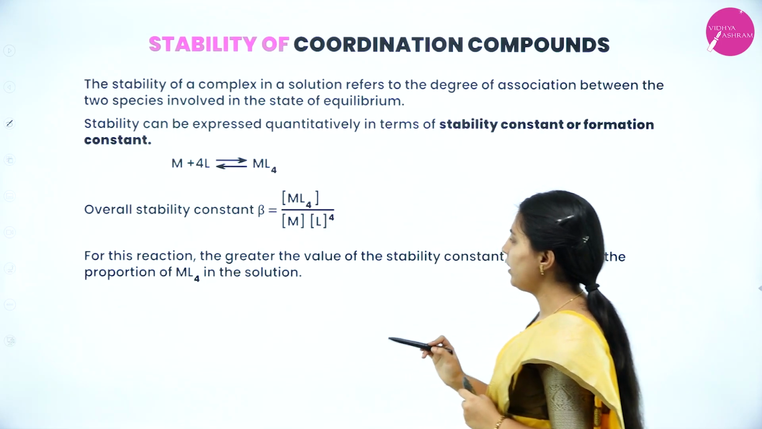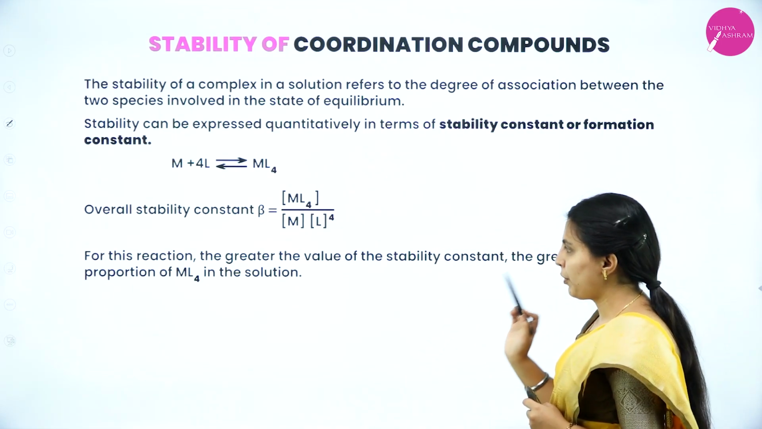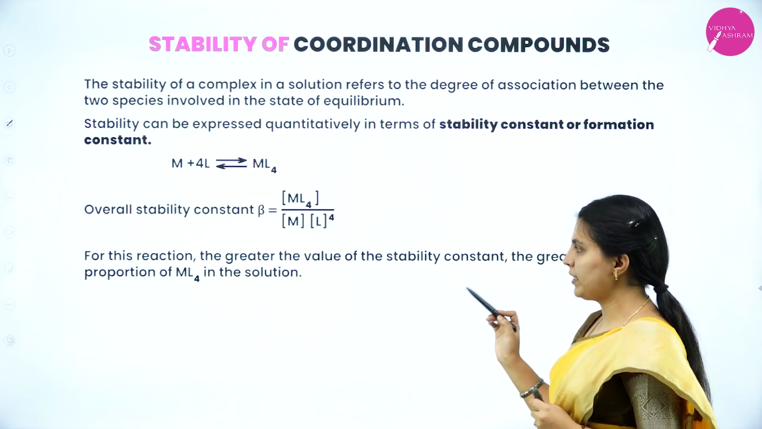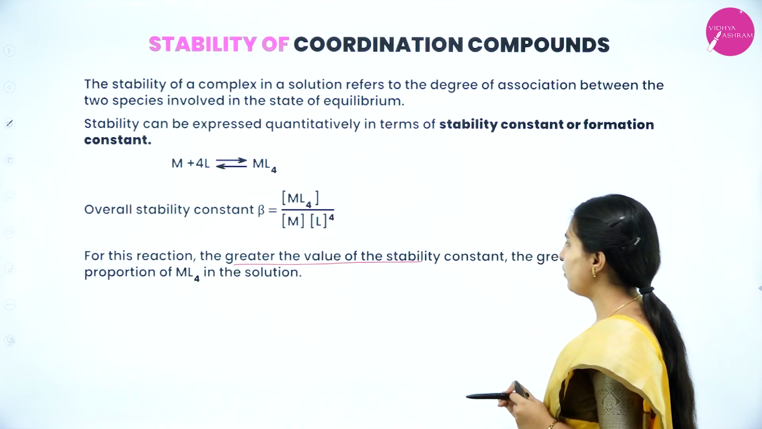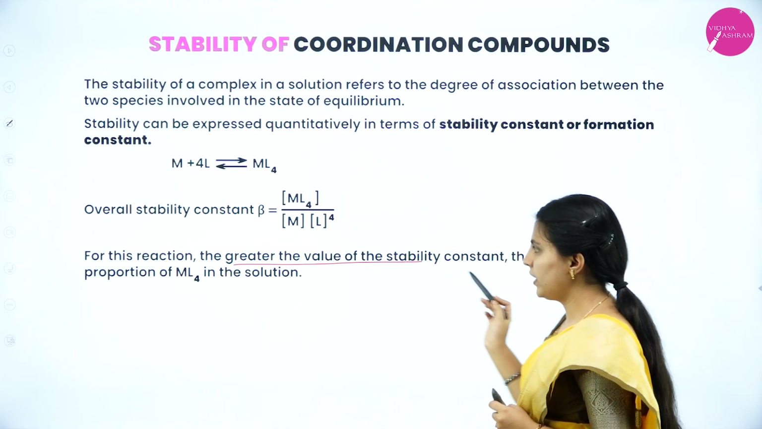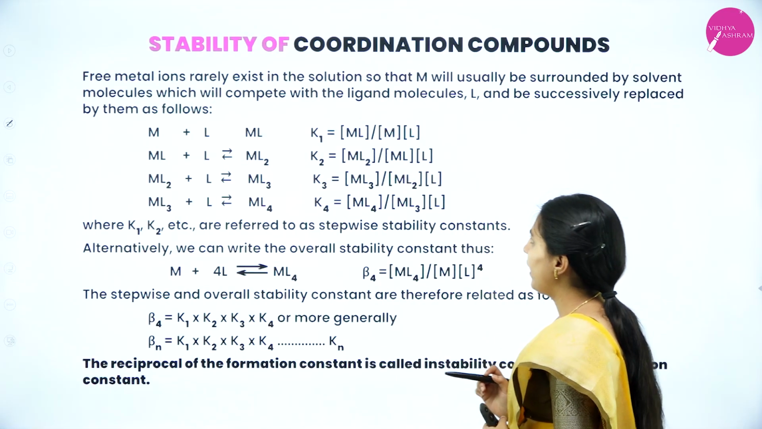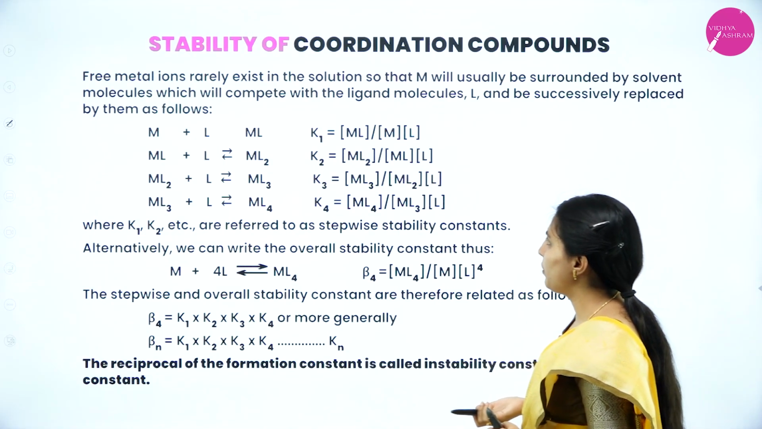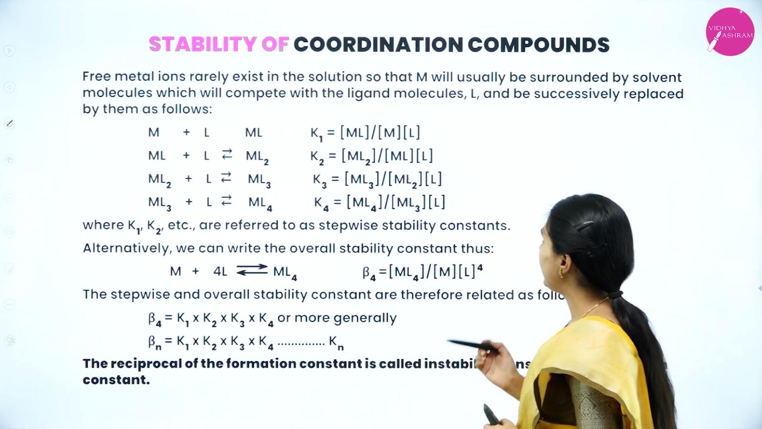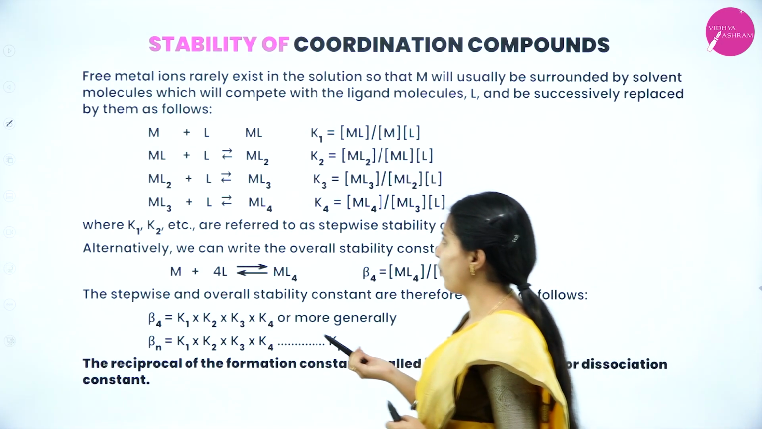For this reaction, the greater the value of the stability constant, the greater is the proportion of metal-ligand complex in the solution. This point is very important. Free metal ions rarely exist in the solution, so the metal will usually be surrounded by solvent molecules, which will compete with the ligand molecules L and be successively replaced by them as follows.